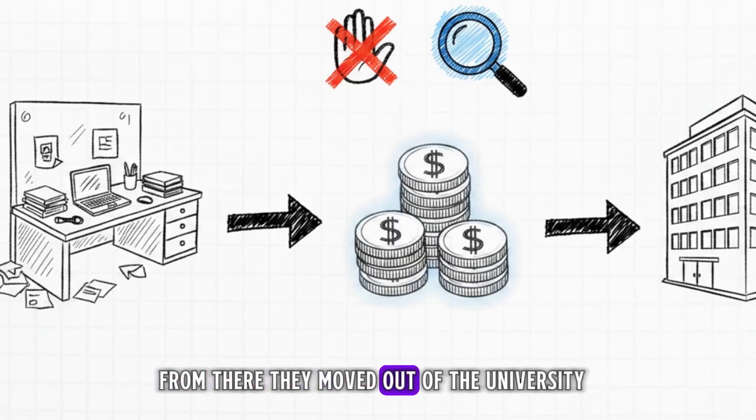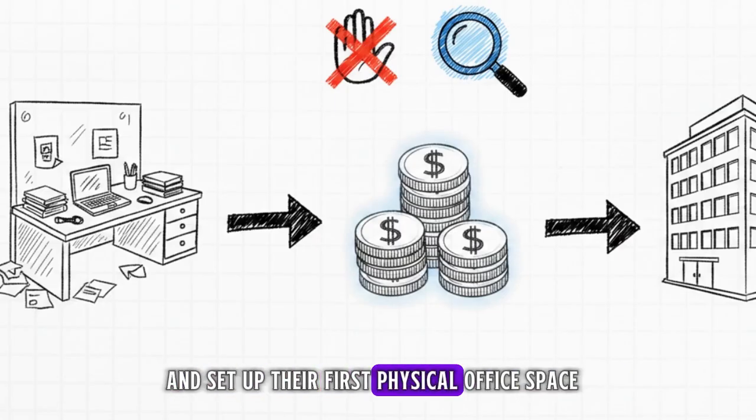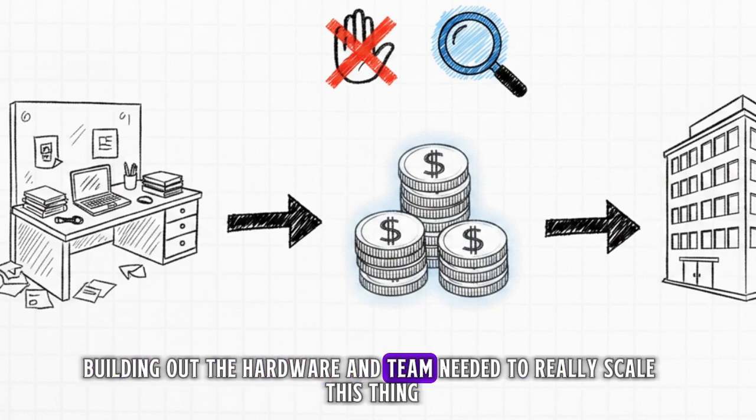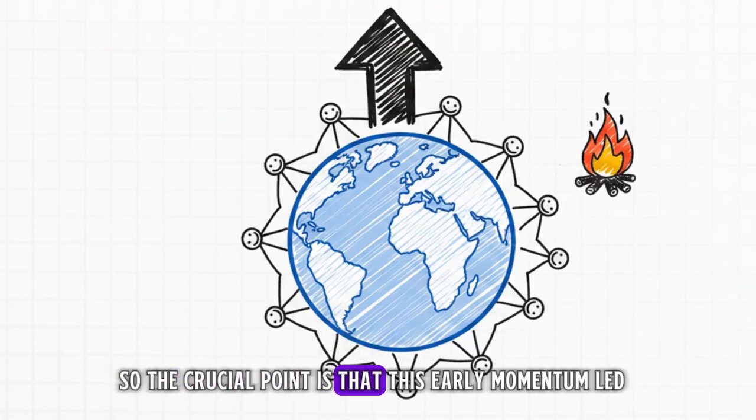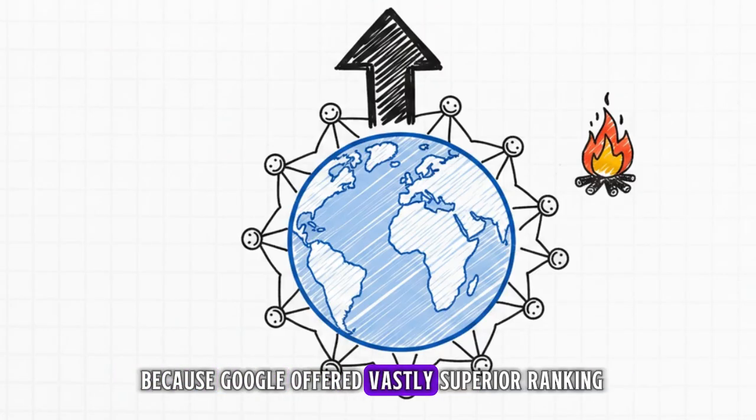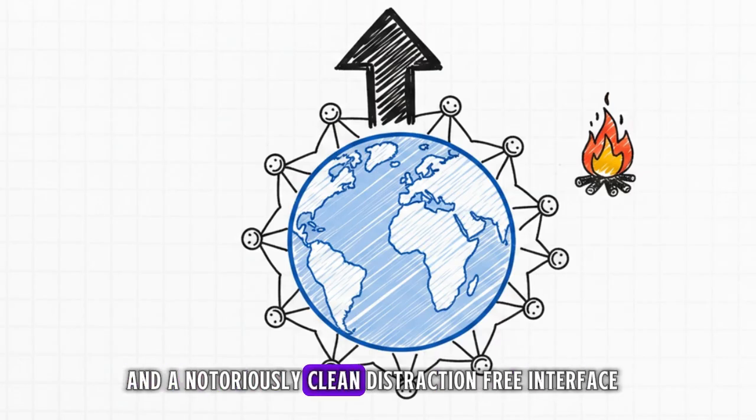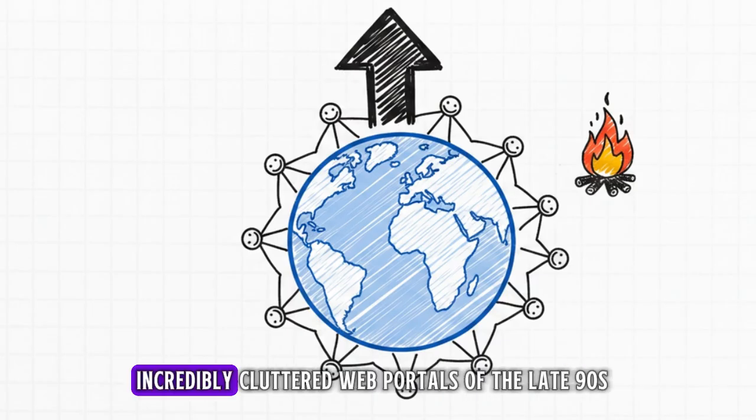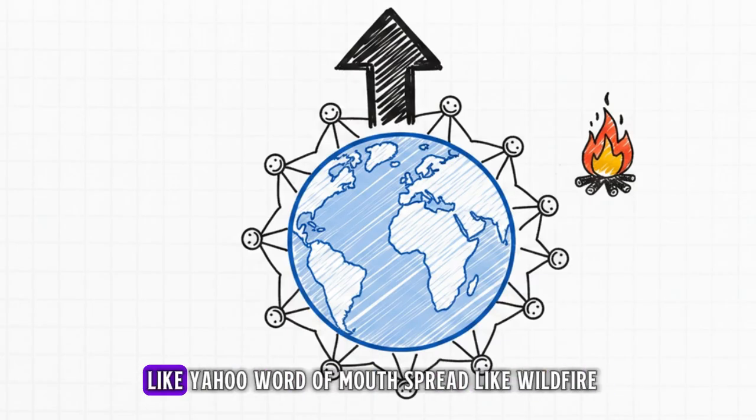From there, they moved out of the university and set up their first physical office space in Susan Wojcicki's now famous garage, building out the hardware and team needed to really scale this thing. So, the crucial point is that this early momentum led directly to explosive growth, because Google offered vastly superior ranking and a notoriously clean, distraction-free interface, which, by the way, was a stark contrast to the incredibly cluttered web portals of the late 90s like Yahoo.